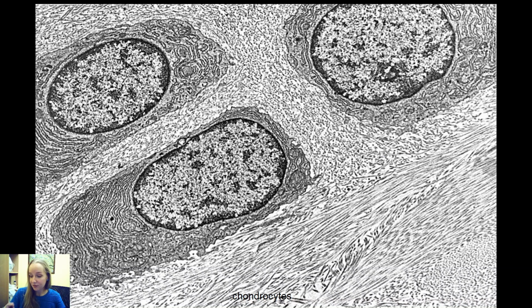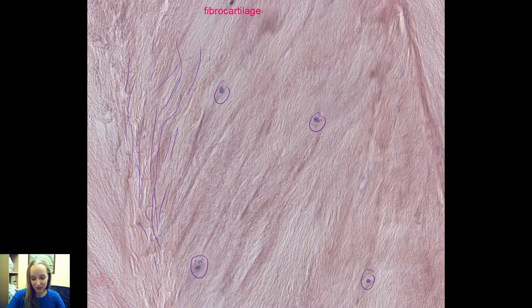So chondrocytes right here, also from the picture of electron microscopy. I don't know really what's special about this picture. We can see perichondrium once again. And I forgot to tell you, where can we find a fibrous cartilage in a human body? Where are the places where we can find it? So back to the fibrocartilage.